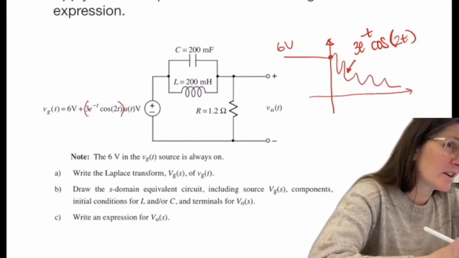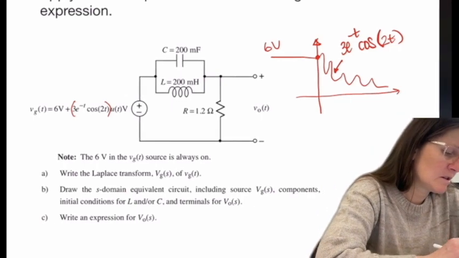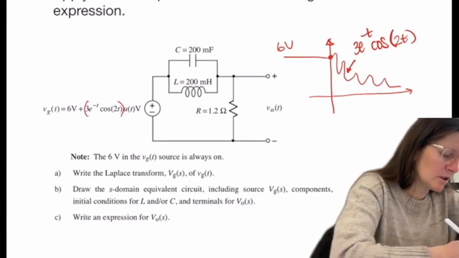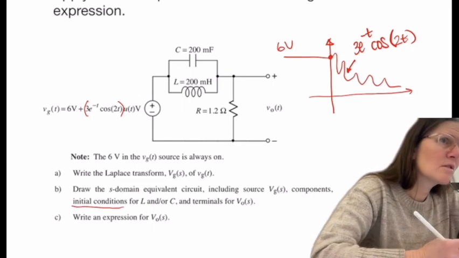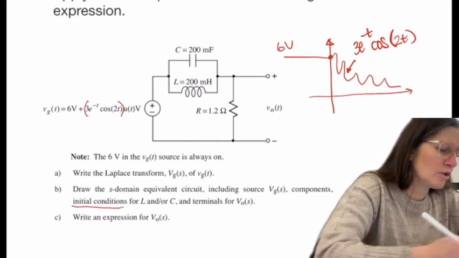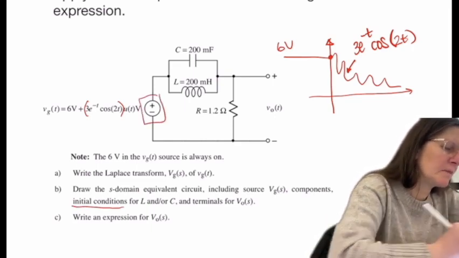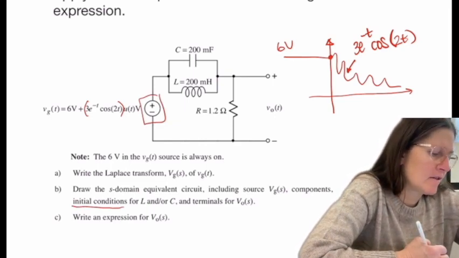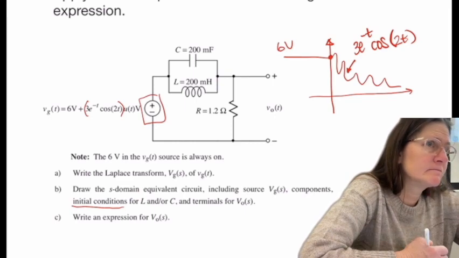So sorry, say that again. So you have to find the initial conditions. Yeah, so what value do you use here? I use 6 volts. That's what I'm saying. So the 6 volts, but then the wires or the inductors are short. So 6 volts on both sides of that. So is that 0 volts then? Mm-hmm.